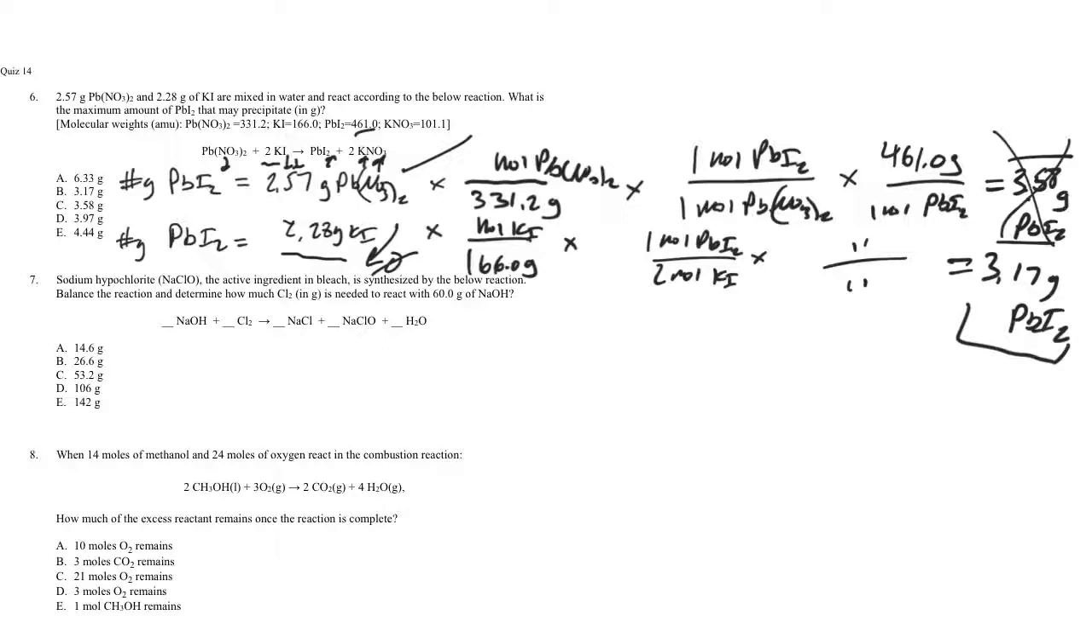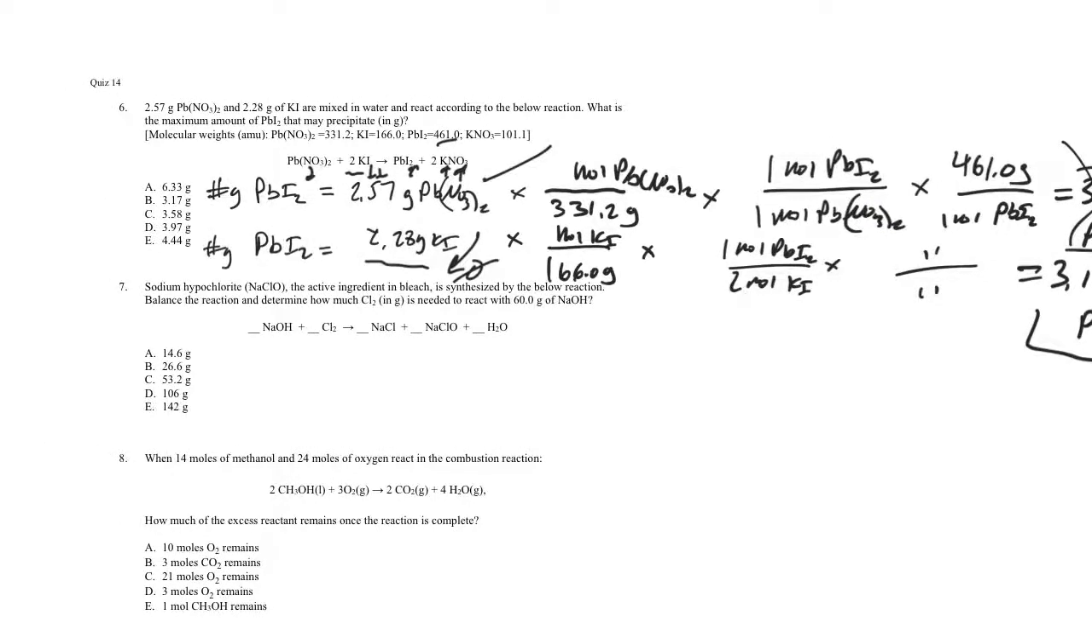So this is just a limiting versus excess reactant problem. The limiting reactant here is KI, and the answer to the problem should be 3.17 grams, which is B.